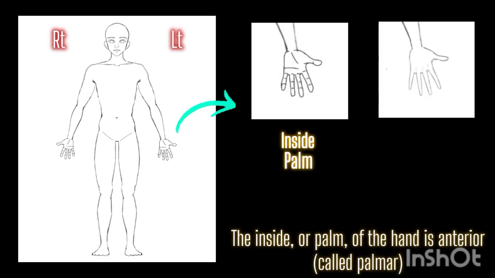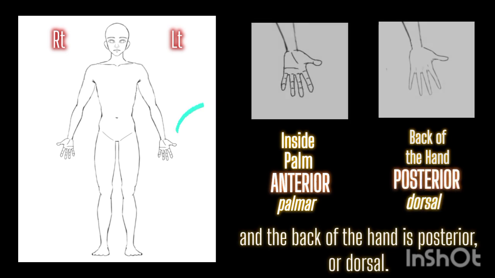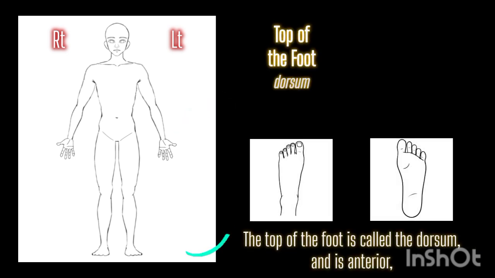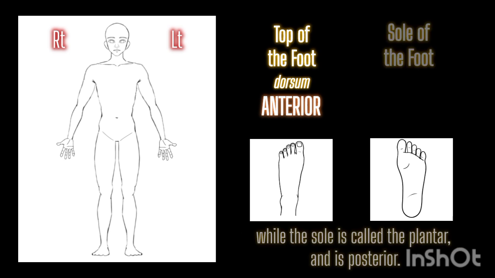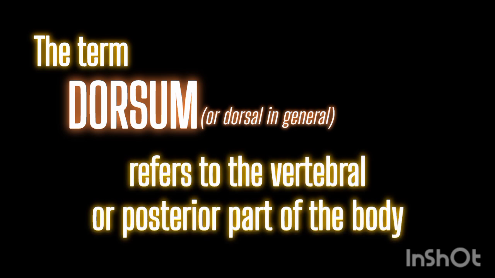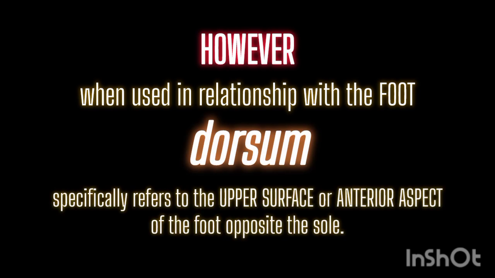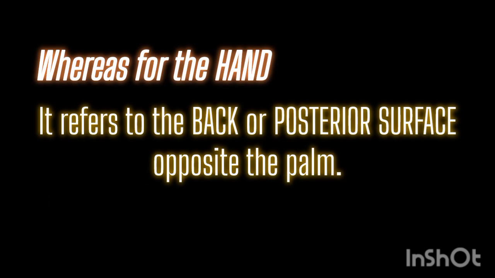The inside or palm of the hand is anterior, called palmar, and the back of the hand is posterior, dorsal. The top of the foot is called the dorsum and is anterior, while the sole is called the plantar and is posterior. The term dorsum or dorsal in general refers to the vertebral or posterior part of the body. However, when used in relationship with the foot, dorsum specifically refers to the upper surface or anterior aspect of the foot opposite the sole, whereas for the hand, it refers to the back or posterior surface opposite the palm.